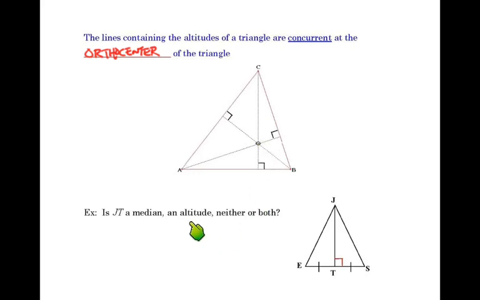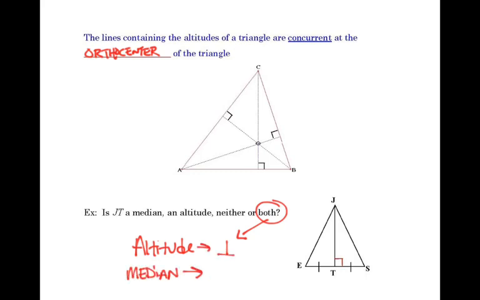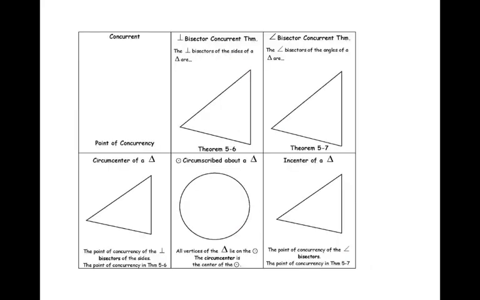If I look at this example here, is JT an altitude, a median, neither, or both? Well, it's an altitude because it's a right angle, right? So it's the height of my triangle. And it's also a median because it intersects the vertex and a midpoint. So it has to be both as it crosses through those. Okay, so we're using our definitions of altitude and midpoint as we go through it. Down the road we'll fill out a chart to help us organize this, but that's it for right now.